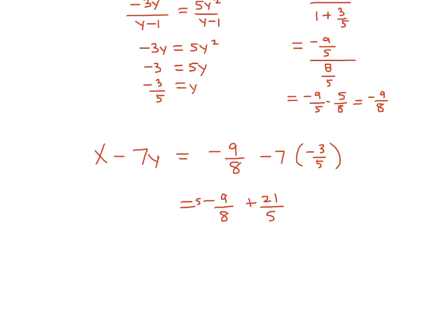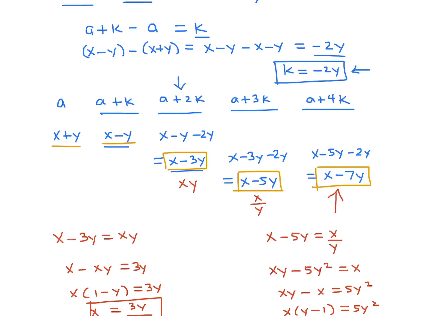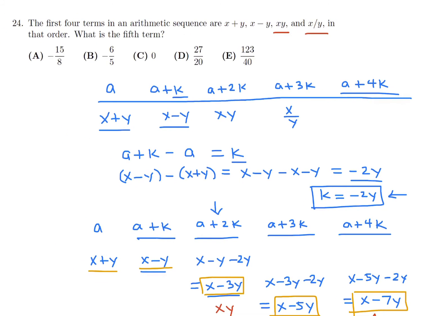Cross multiply, or rather get a common denominator, I should say. You get minus 45 plus 168 all over a denominator of 40. And this is 123 over 40. And there you go. That's the fifth term right there. 123 over 40. And therefore, this would be number 24, E.